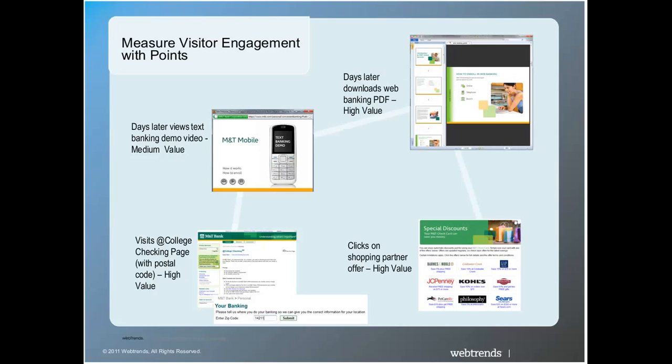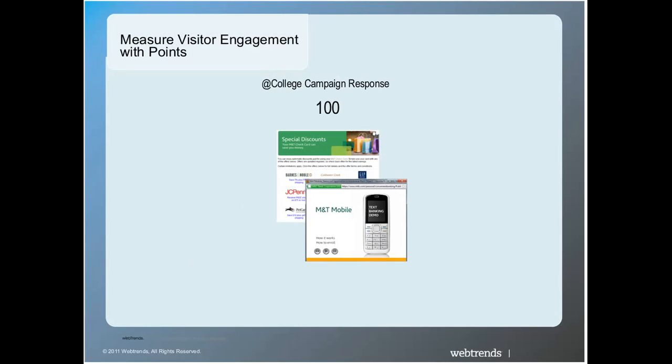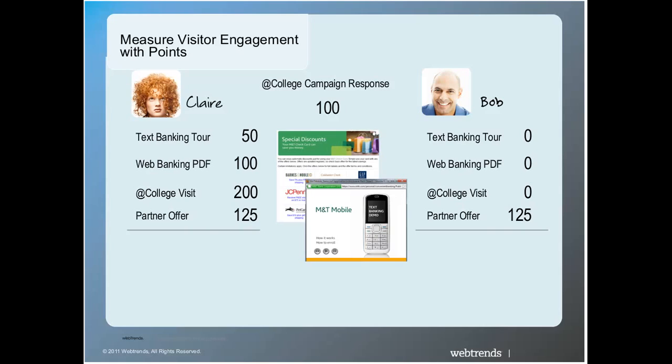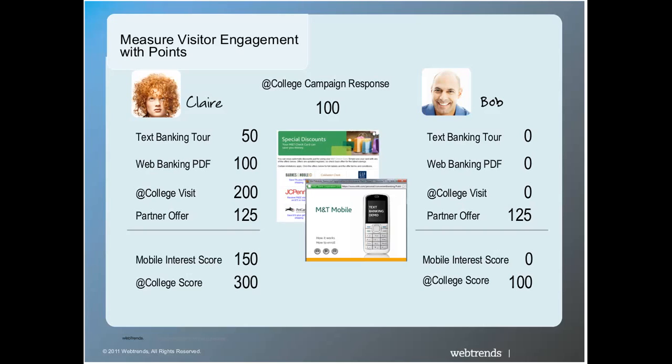So let's take these specific details into account and then assign point values to these. We're going to score these individuals. Claire looked at the banking tour, so she gets 50 points. Bob, not so much. Web banking file for an application, 100 points there, very high value. Bob didn't do that. College visit, partner offers, clicking around. Based on the activities and the actions that they're performing, then you can understand there are certain values associated with each individual. Claire's more interested in the mobile interest and the college savings. Bob, a little less mobile, a little more traditional.